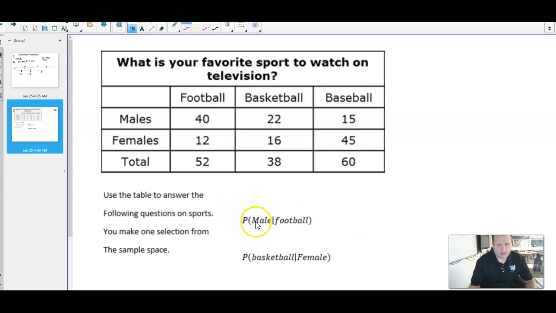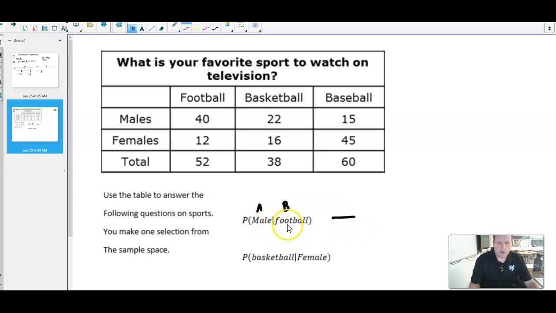So if I look at this, I can answer conditional questions from this. We've already answered just regular questions, but we can answer conditional. So again, this slash is going to tell me it's given. So the event A is being male and event B is football. So this would be, what's the probability of selecting a male given that they like football?